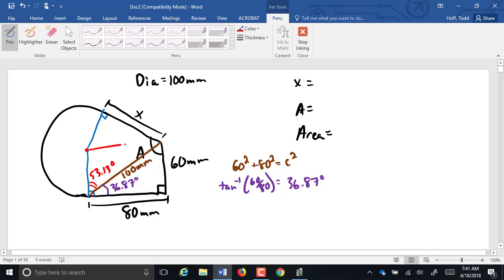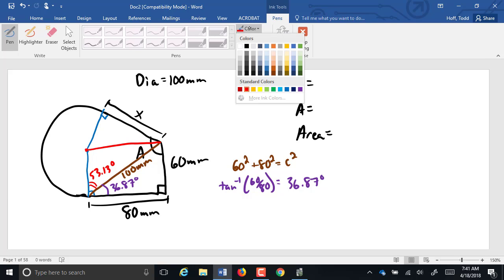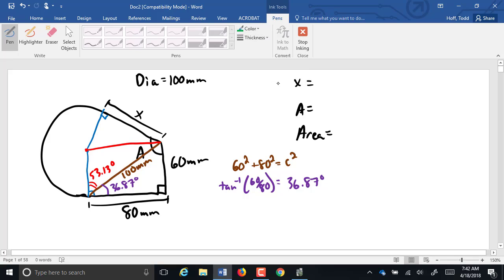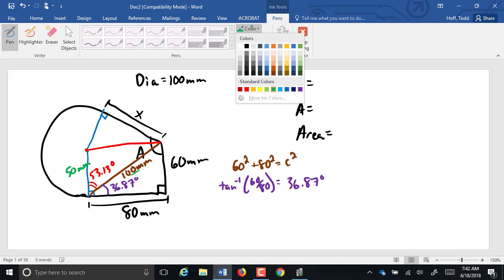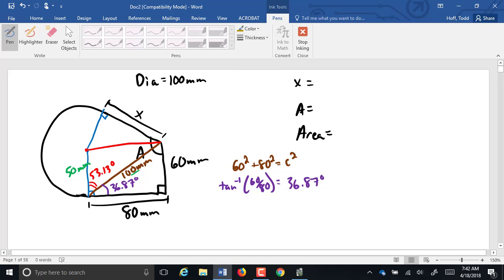Now, if I connect this across here, we have a triangle where we have two sides and an angle. We have the 100 millimeter side, but we also have 50 millimeters and we have the 53.13 degrees. Is this a right triangle? No, there is no right angle in it. It's an oblique triangle, which means we're dealing with law of sines or law of cosines. Do we have a side and the opposite angle? No. So that means we go to the law of cosines.